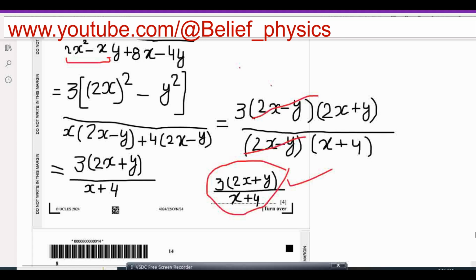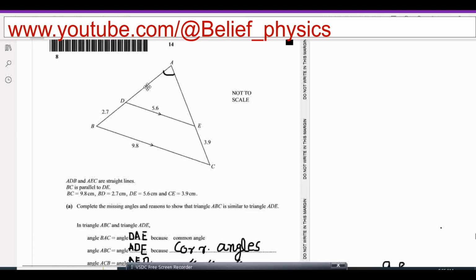That's it. Next is here in this diagram, ADB and AEC are straight lines, and also DE is parallel to BC. Question is complete the missing angles and reason to show that the triangles are similar. Very easy question. Look here.